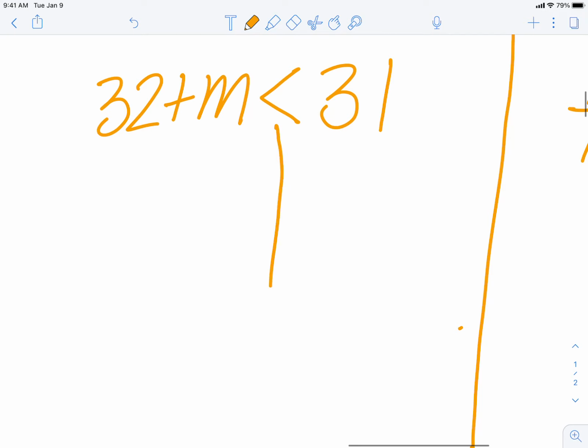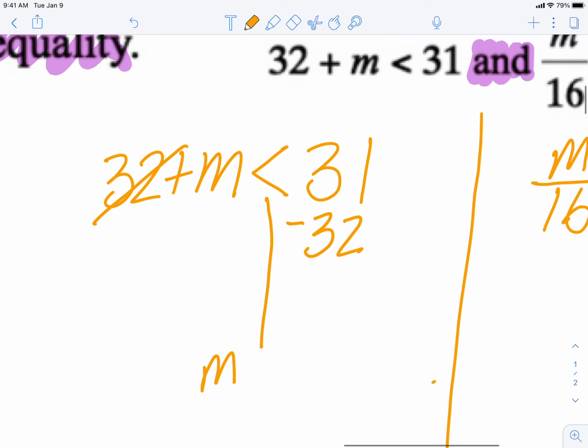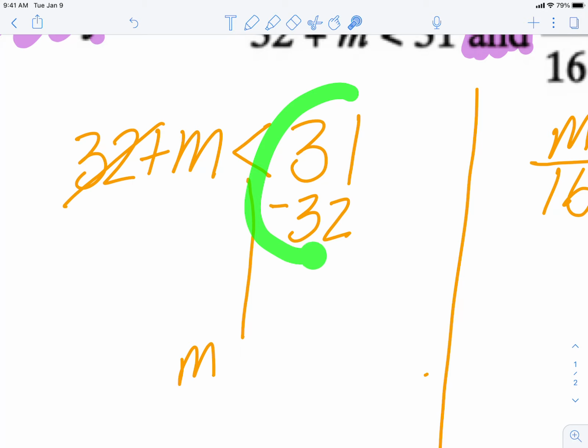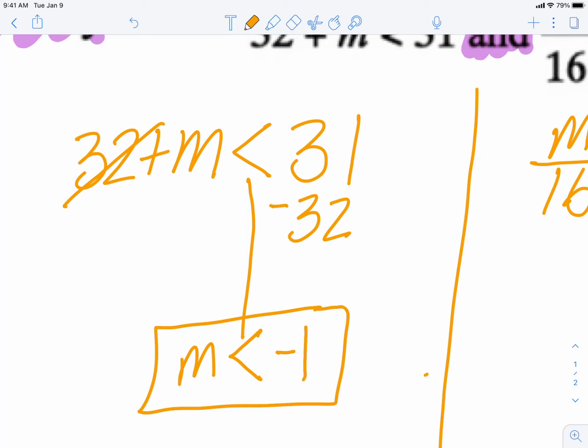I'm going to draw my line of separation here. I'm going to bring down my m. I need to bring this 32 over and make it negative 32, so I'm going to cross out 32 and make it negative 32. So 31 minus 32: they're not the same sign, so I subtract. 32 minus 31 is 1, and it's a negative 1 because 32 is bigger and 32 is a negative. And since I did not divide by a negative or multiply by a negative, my arrow is going to stay the same. So here's my first solution.